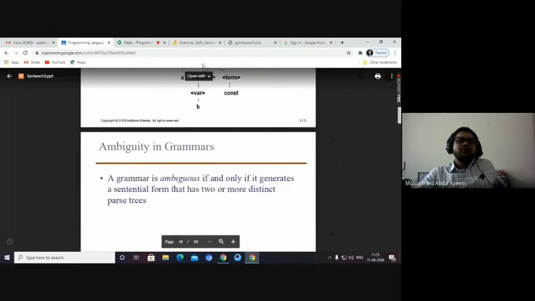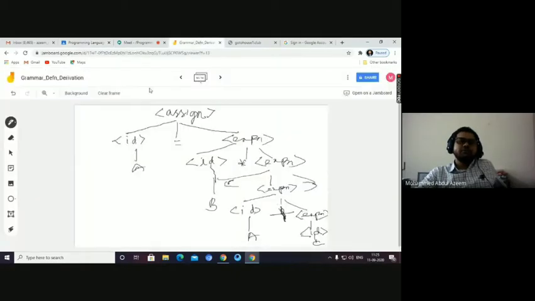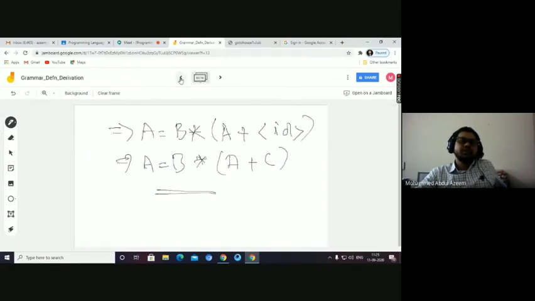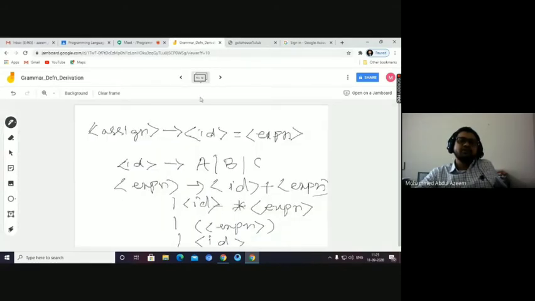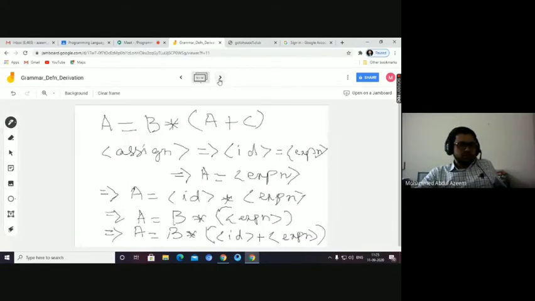Here you can see I got one tree, which I have been able to construct from this grammar. Can you construct any other tree using the same grammar? No, because this grammar is unambiguous.